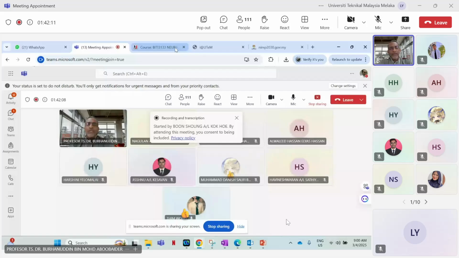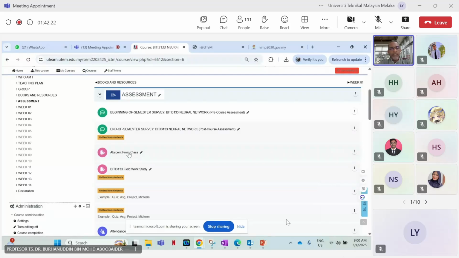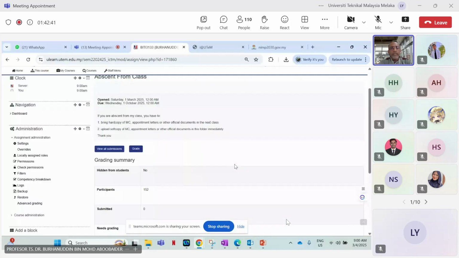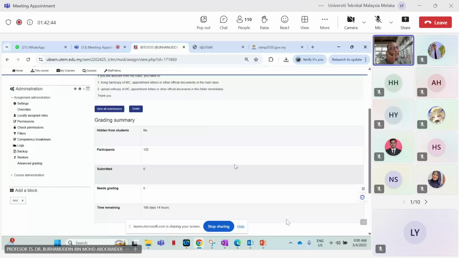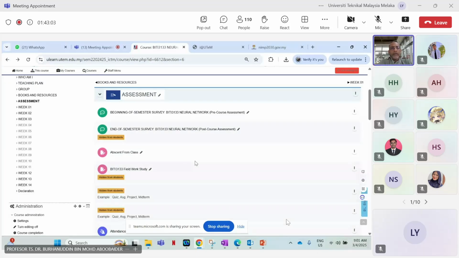All right. Now, let me tell you about absence from class. If you are absent from class, I have already created a folder. You must have the hard copy of the MC, appointment letters from the faculty, or other official documents. You have to give me the hard copy because I want to put it in the file. And the soft copy you upload here. The hard copy you have to print and give me one because I want to put it in the file. Is it okay, class? Okay, doctor. If you have a health problem and so on, make sure you have an MC. All right. Okay. What else?